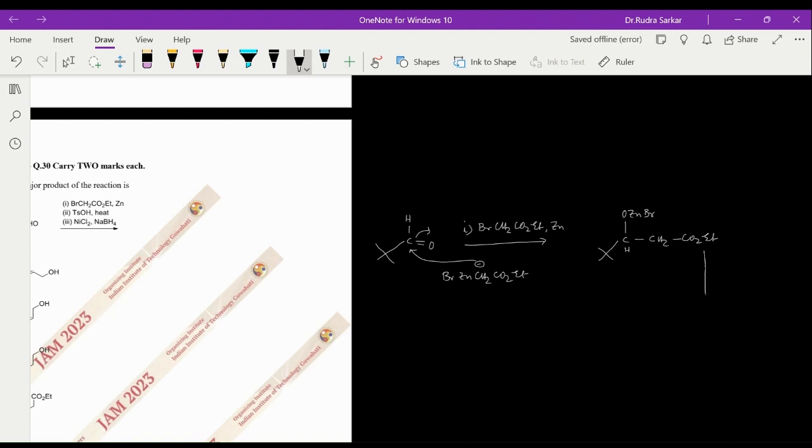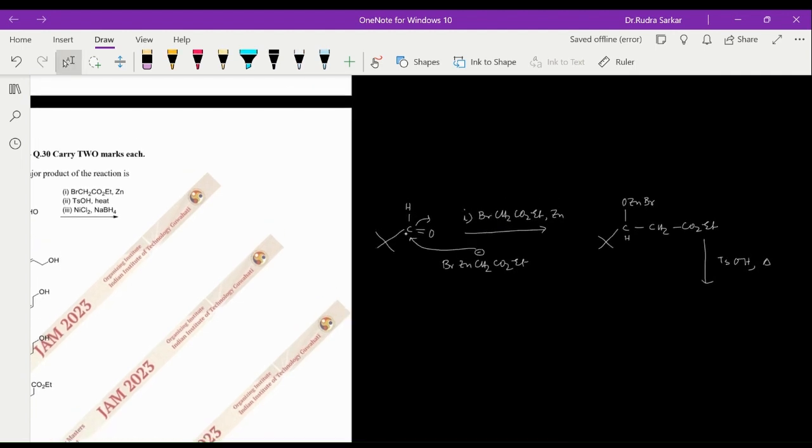Now, if this is something that you are treating with tosic acid along with heat, then one could expect the removal of the ZnBr and then acid catalyzed elimination of water. So that would lead to the formation of a double bond between the alpha beta carbons.